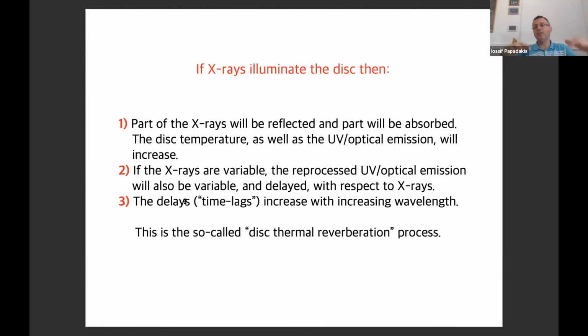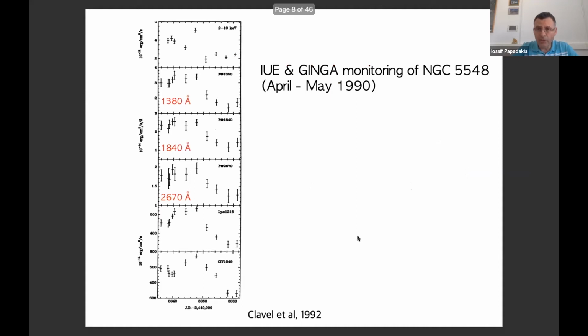You have X-rays, the disk gets heated, it starts emitting UV from the inside, and optical, infrared further out, and so on. So if that's the case, if X-rays do shine on the disk, we do expect to see all these effects, and this is actually the so-called disk thermal reverberation process. And in fact, we do see that.